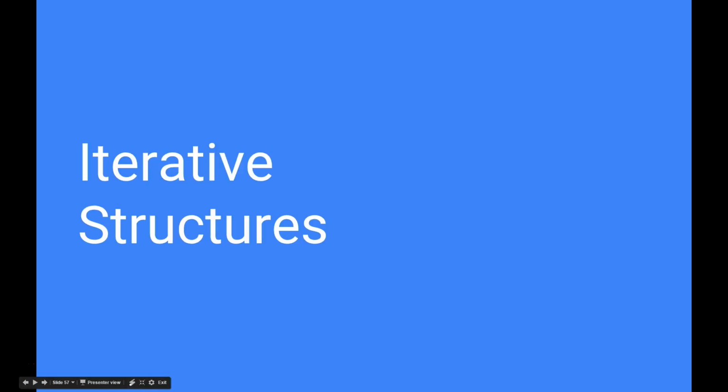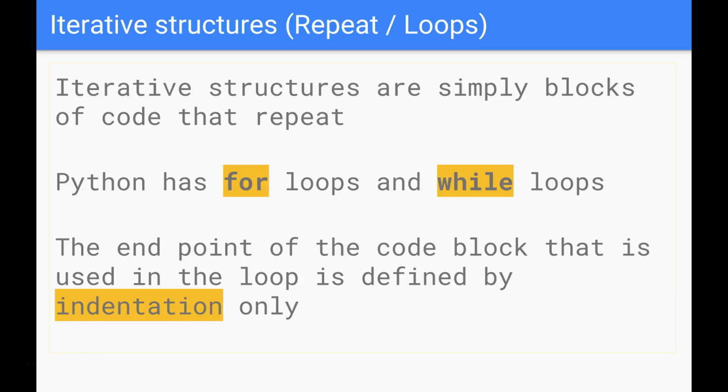Now we're going to have a look at iterative structures. So we've seen conditional structures in the past video, which is our if statements. Now we're looking at loops, iterative structures, and repetition. In Python, there's two different types of loops. We have for loops and we have while loops.